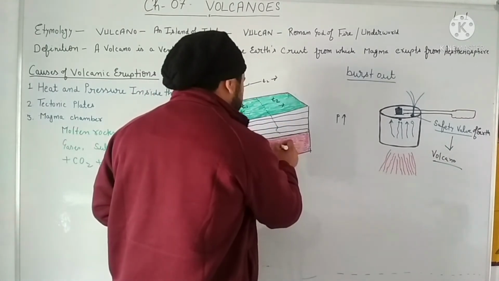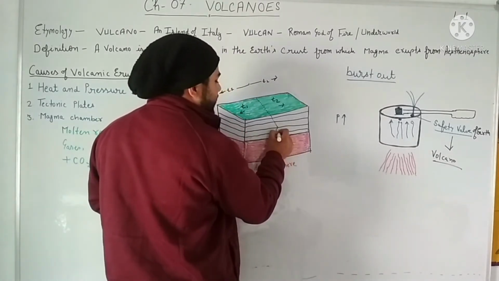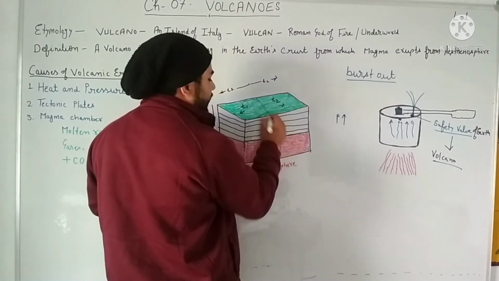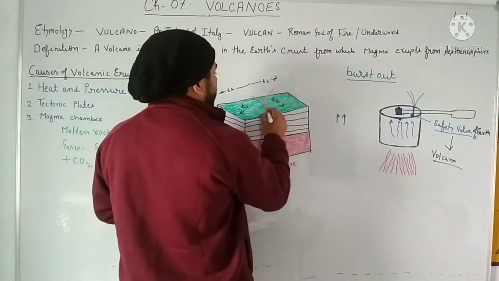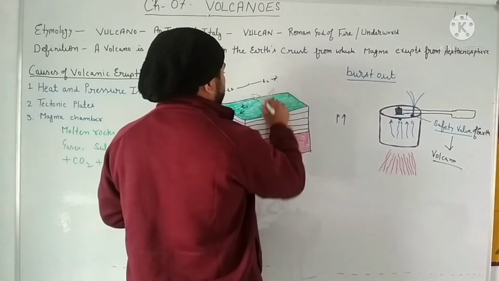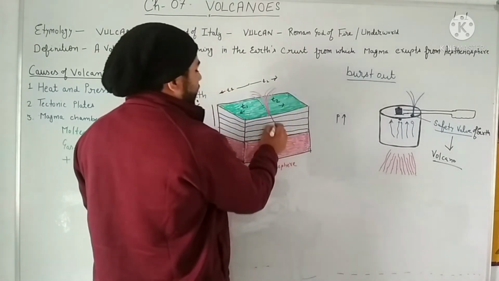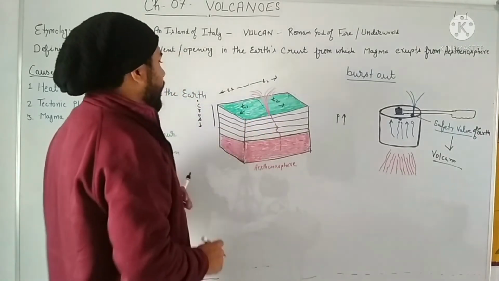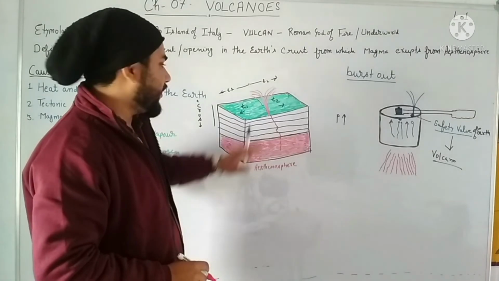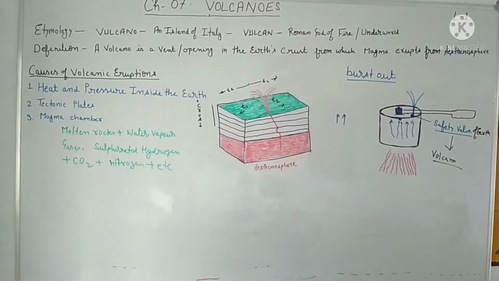Then what will happen? This magma which is putting pressure upside will crack this and ascend like this. And then it will evolve this way. This will happen, right? When a blast takes place, with that blast this magma will come out on the surface of the earth, and that will be called a volcano. So this is how volcanoes are generated.